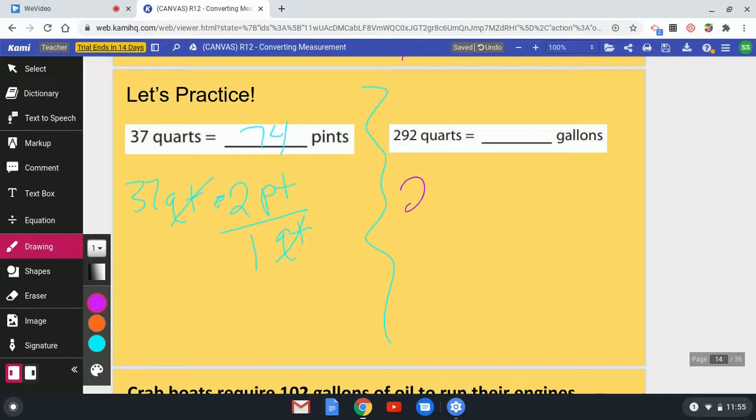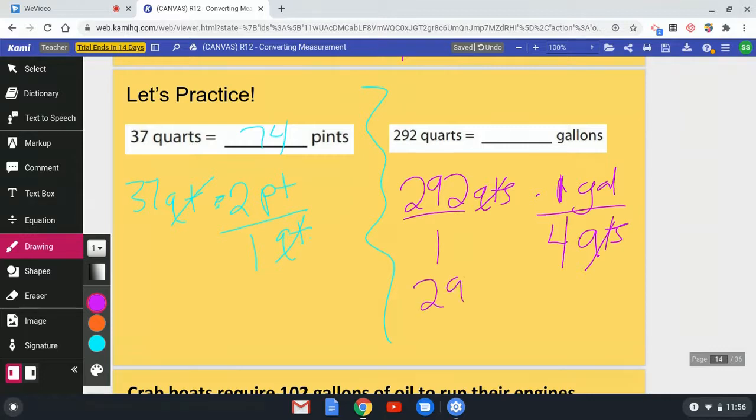Okay, 292 quarts times, I'm going to put gallons here, quarts here. Oh, what do I know about gallons and quarts? I know 1 gallon is 4 quarts. So then I'd have 292 divided by 4. Use your calculator. 73 gallons. That's a lot.